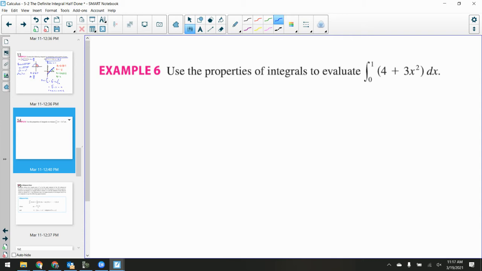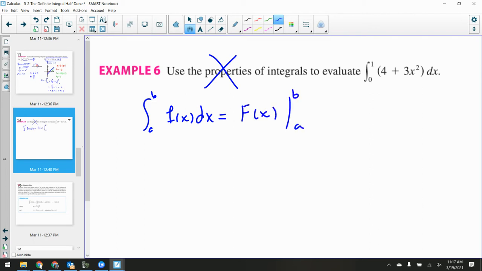Now it says use the properties. We're going to learn some properties of integrals, but don't use those in this. I want you to use the property that the integral from a to b of f(x) dx is equal to F(x) from b to a. Yeah, I want you to use that. Okay, so that's what we're going to do here.